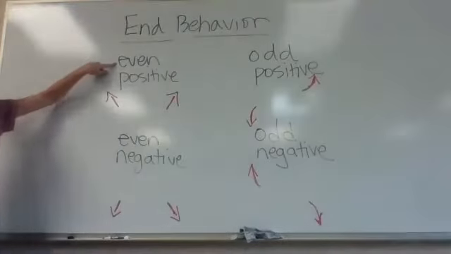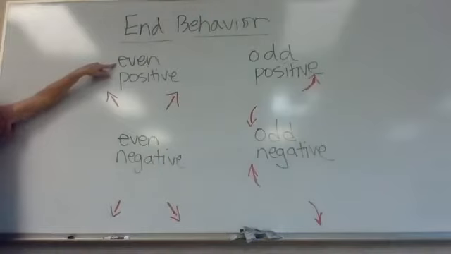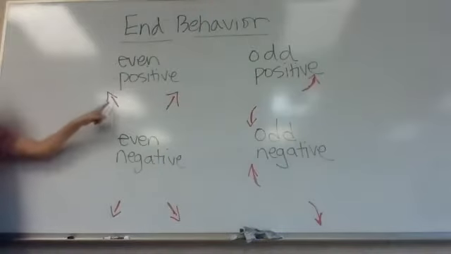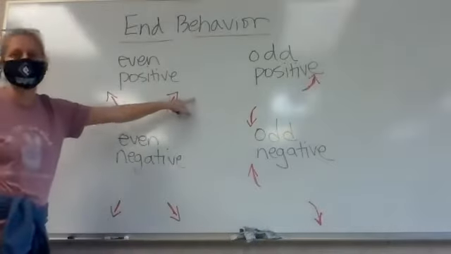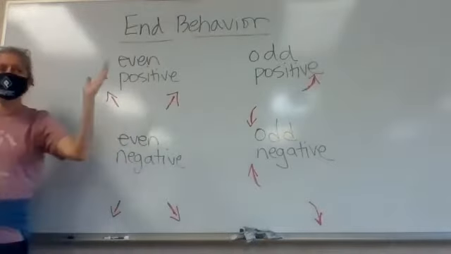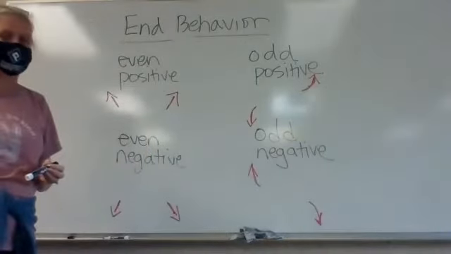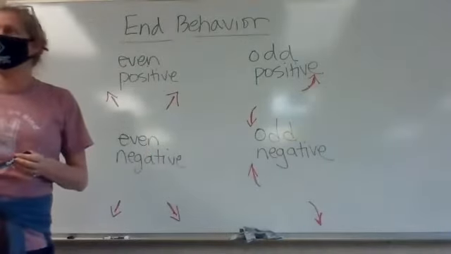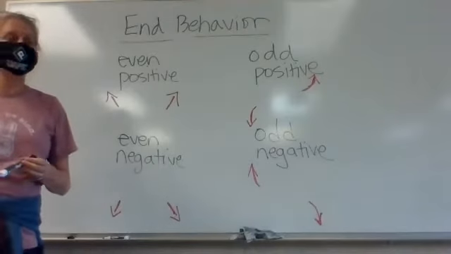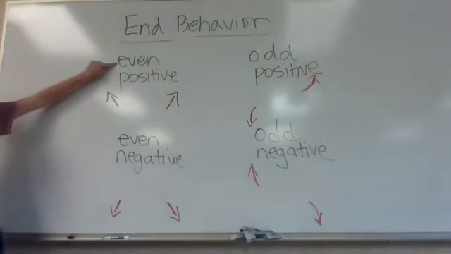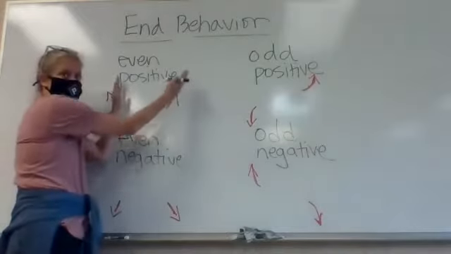If the exponent is even, and that term is positive, that means both of the ends of the graph are going to be going up. Think about the one that we're most familiar with, the x squared graph. So what does an x squared have? It has an even exponent, and if it's positive, both the ends of it go like this.